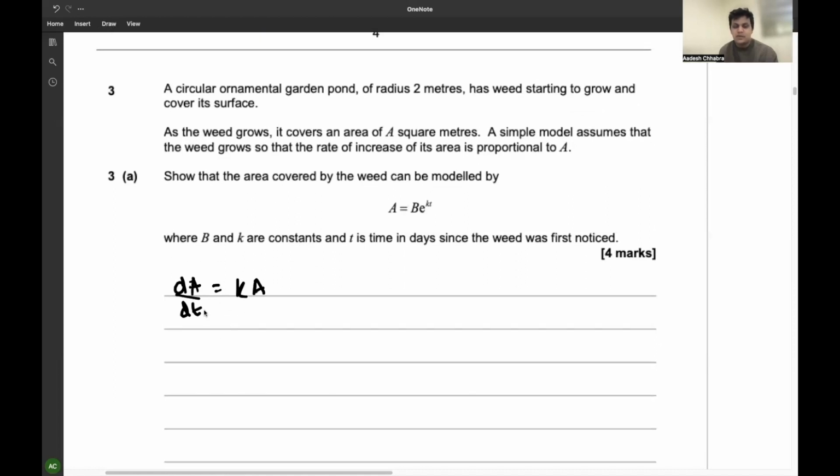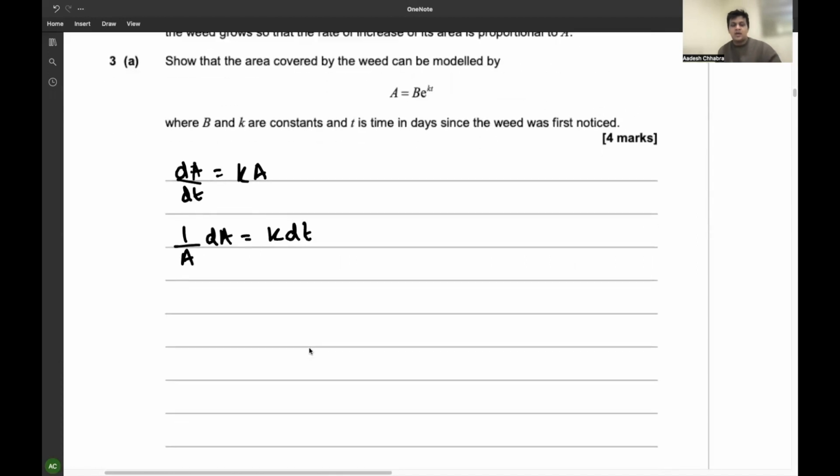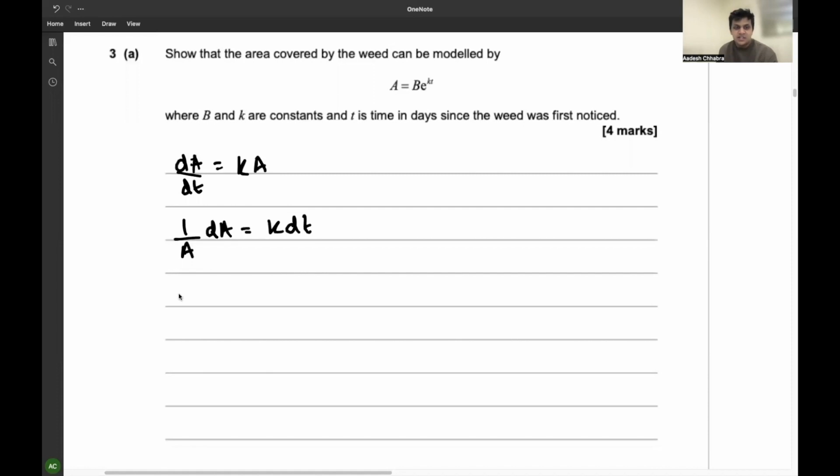Okay, so now that we have this, we can go ahead and split this equation, and essentially we get that 1 upon A dA is equal to K dt. Now, what we can do is integrate both sides, and essentially we get ln A is equal to kt plus c. And we can go ahead and take the natural log, put both sides of the equation to the power of e, and essentially we would get A is equal to e to the power kt plus c.